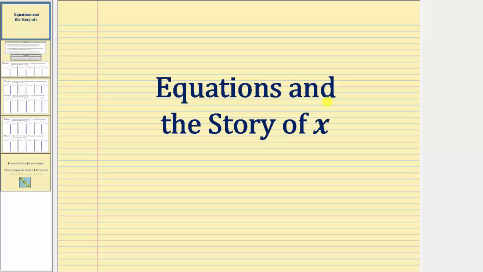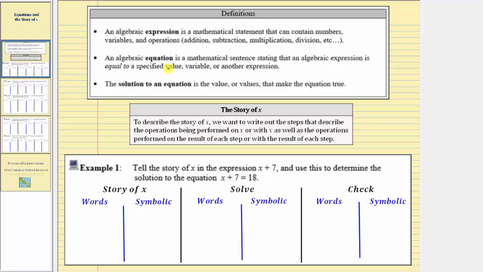Welcome to a lesson on equations and the story of x. An algebraic equation is a mathematical sentence stating that an algebraic expression is equal to a specific value, variable, or another expression. So an equation must have an equal sign. And we've already had a lesson on expressions and the story of x. This is a lesson that focuses on equations and the story of x.